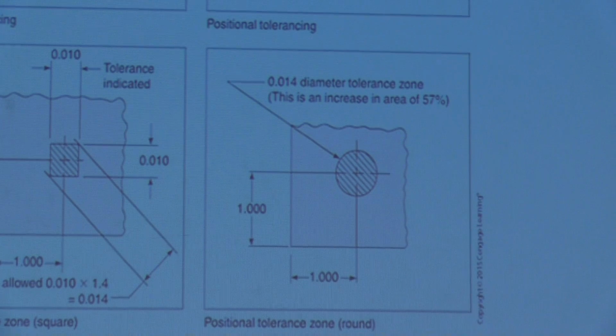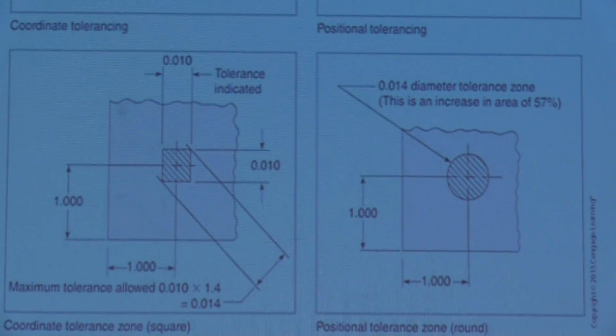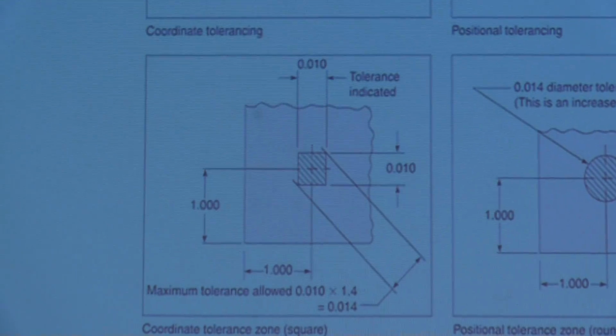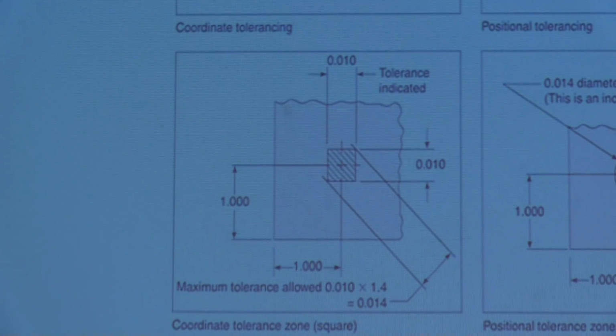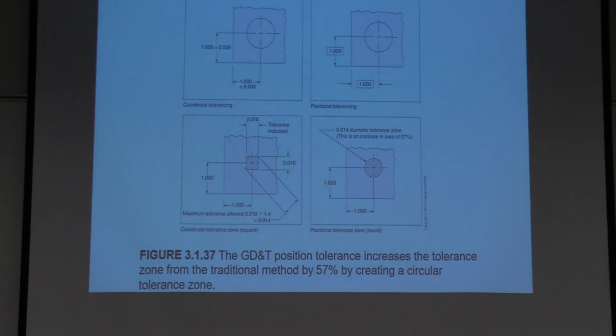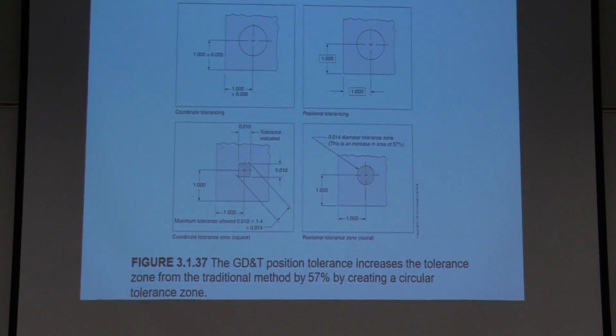Okay. Here's the diameter tolerance zone. This is an increase of 57%. So you can see that's it. All it's showing is that it's a lot larger than this one, which is exactly what I did with the outside diameter circle on the box that I just drew on the board. Okay?